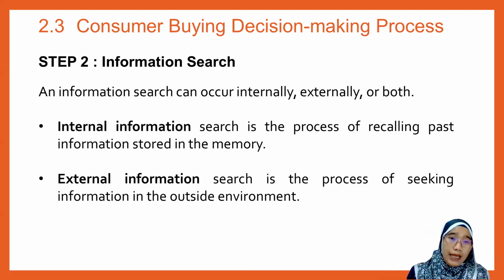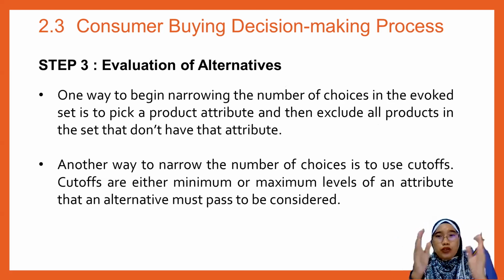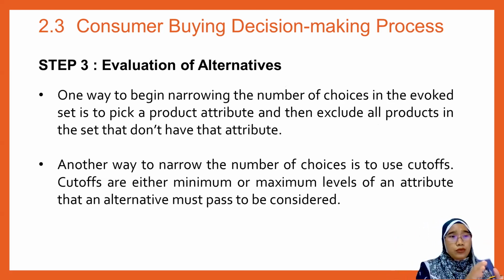Okay, and sebelum nak buat decision tu pun, by having this information search, it could lead into step number 3, which is evaluation of alternatives. Nak beli baju raya, ada brand number 1, 2, 3. Brand 1 ada 2 design, brand 2 ada 1 design, brand 3 ada design yang lain pula. Okay, so you dah develop alternatives kan, which one, calon-calonnya yang mana.